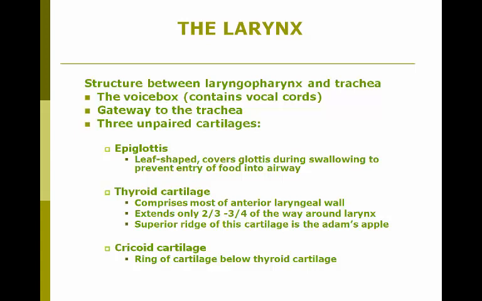The thyroid cartilage makes up most of the front and side walls of the larynx, but it doesn't go all the way around to the back. It extends about 3/4 of the way around the extent of the larynx. The upper part of this cartilage is called the Adam's apple. Below the thyroid cartilage is a ring of cartilage that actually does go all the way around the larynx. It's called the cricoid cartilage.